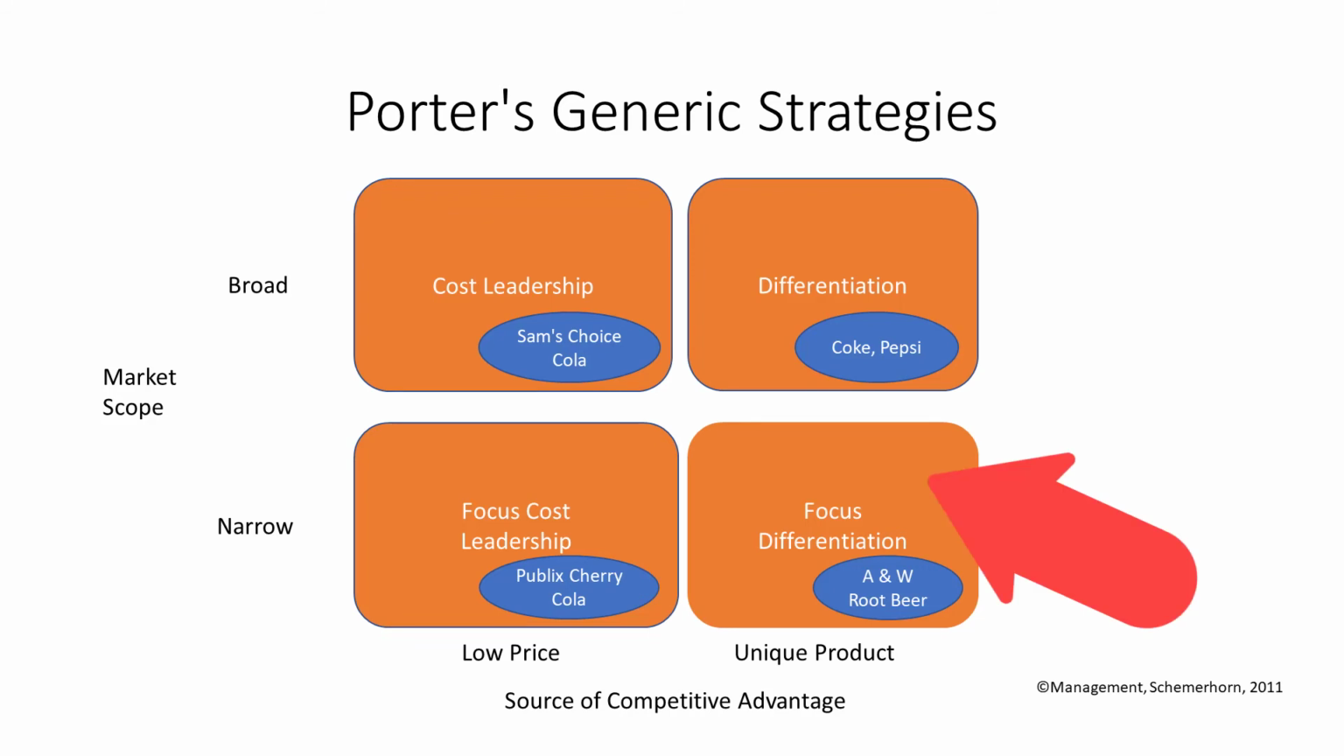Lastly, the focused differentiation strategy deals with a narrow market, not a cola, and a unique product. Think brand name. Our example uses A&W Root Beer. It is considered high quality and charges a higher price and is not a cola.